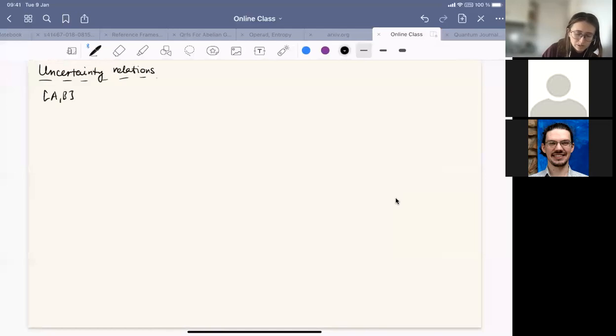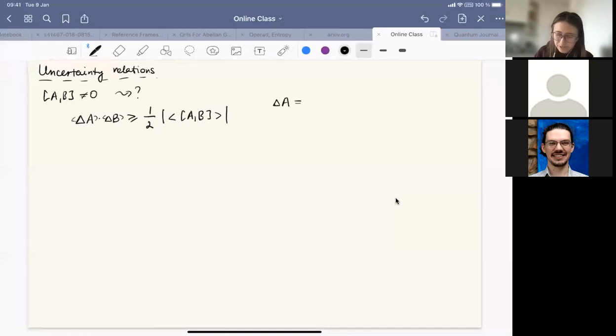So suppose that A and B don't commute. Then it leads to the following observation: if we take the variances of A and B, the variance of measuring A and the variance of measuring B, their product can be lower bounded by 1/2 of the modulus of the expected value of their commutator. The variance of A is defined as the square root of the expected value of A squared minus the expected value of A, squared. And the variance of B, analogously, the expected value of B squared minus the expected value of B, squared.